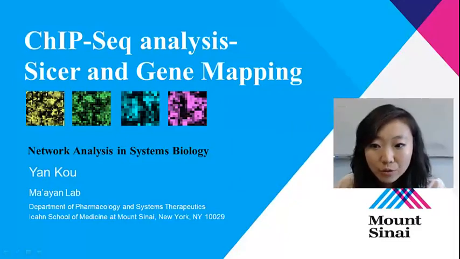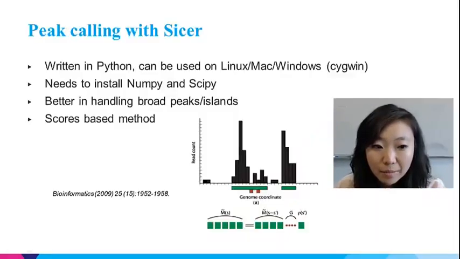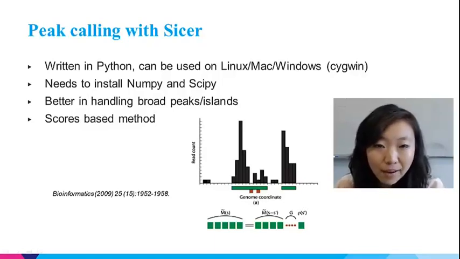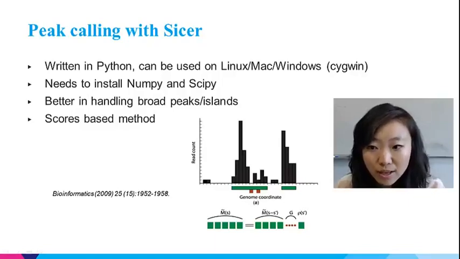MACS is widely used for narrow peak detection. As I mentioned before, the histone modification peaks are larger and lower. Therefore, the peak caller should be able to detect the large peaks consisting of widespread tags. SICER was designed to handle such tasks. It's written in Python and can be used on all three platforms. In addition, the Python packages NumPy and SciPy are required to install for SICER.